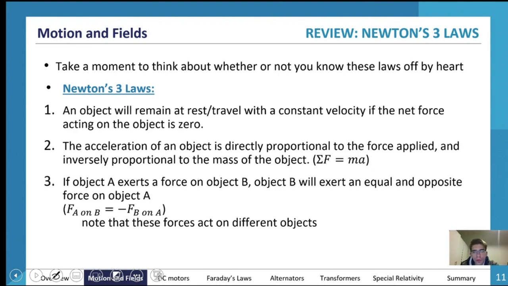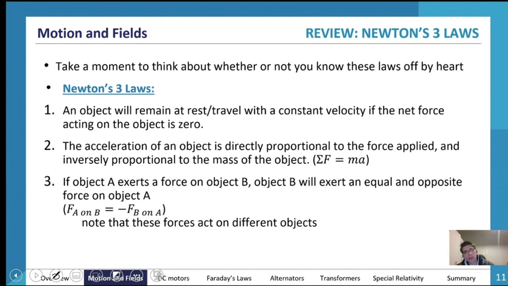Now let's talk about Newton's three laws. Before I just skimmed through it, but now let's cover it in a bit more detail. You do need to know these laws by heart though. And if you don't, I would highly recommend you have them on your cheat sheet. So let's start with the first one. Let's start with Newton's first law.